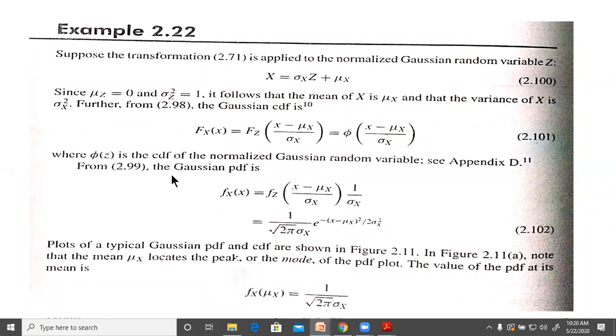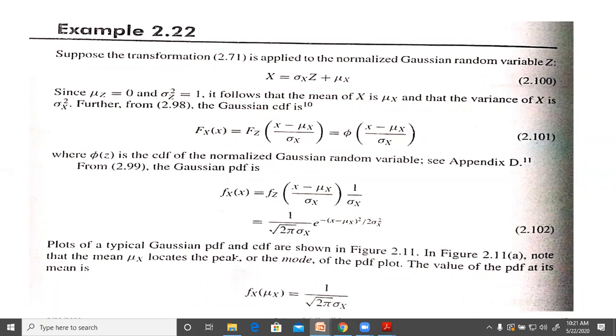From 2.99, you can easily write the PDF: just differentiate on both sides with respect to x, since x is equal to g of z. Then you'll get f x of x equal to f z of (x minus mu x) by sigma x, and the internal derivative of this with respect to x will be 1 by sigma x, and that is what we have written over here. So in addition to whatever we have here, we get 1 by sigma x also.